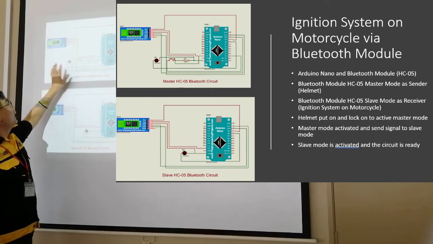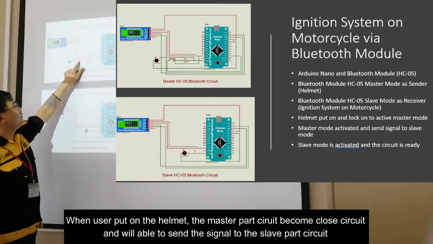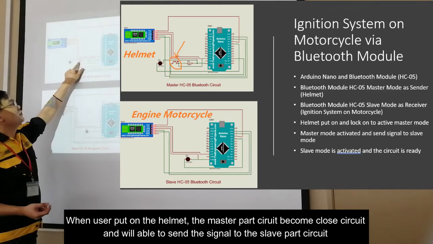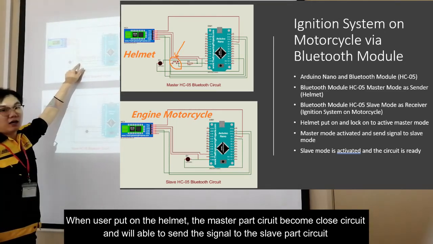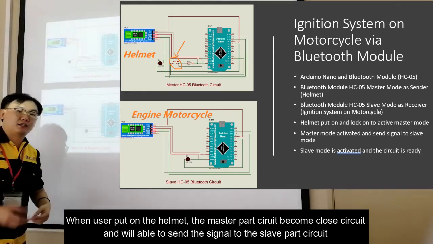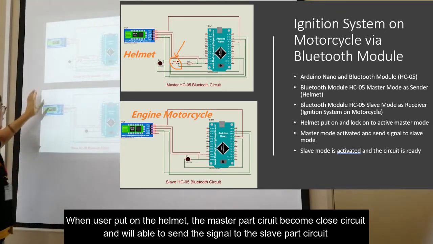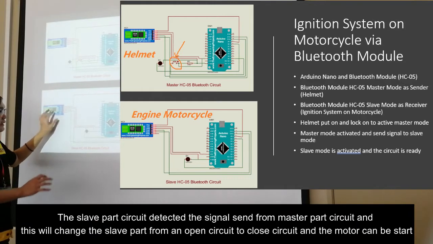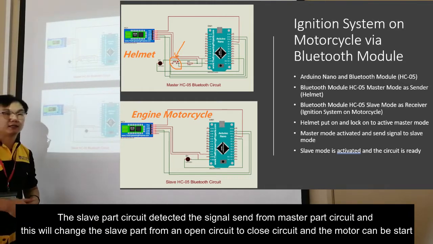When the user puts on the helmet, this one is active. This is something like a button. So when the button is pressed, the circuit is on, and then the Bluetooth will send the signal to the slave. The slave detects the signal, and this will allow the motor engine to start.